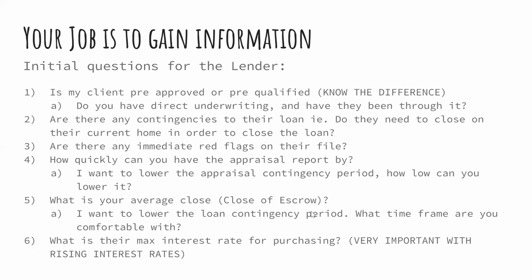Next, and this is for paragraph 3D of the RPA, 3D1. What is their max interest rate for purchasing? This is important because if we write in their max interest rate and rates jump above that before they lock, they have the opportunity to back out because it's an extra clause of protection for them.